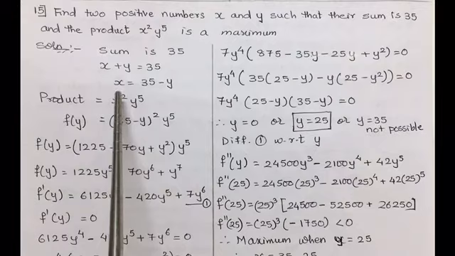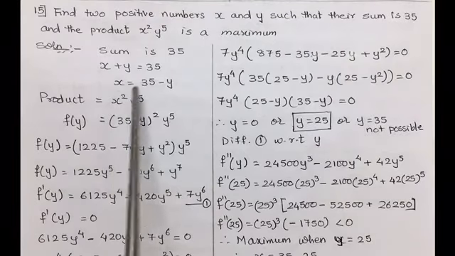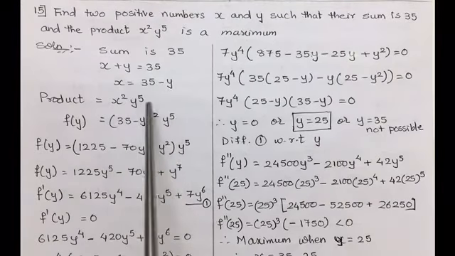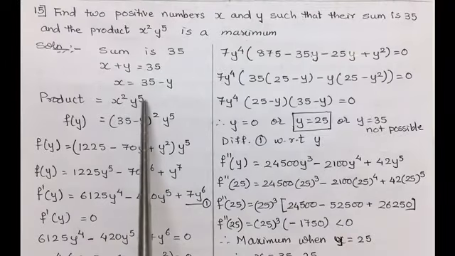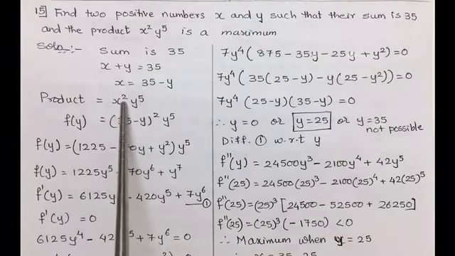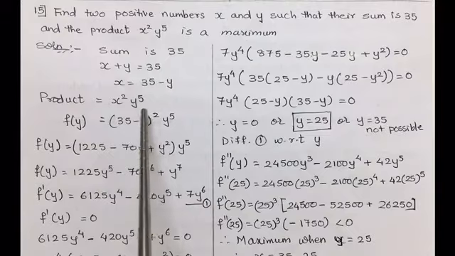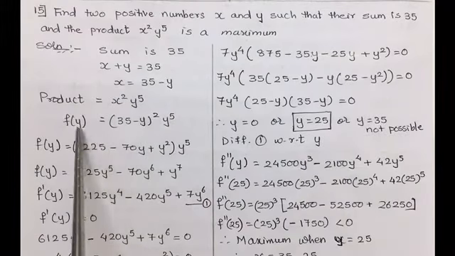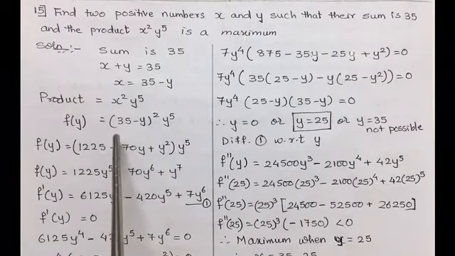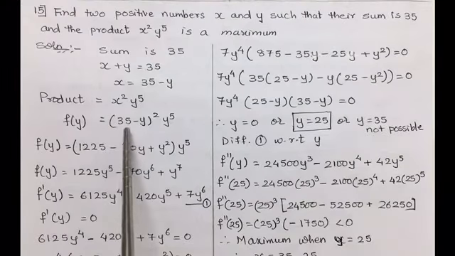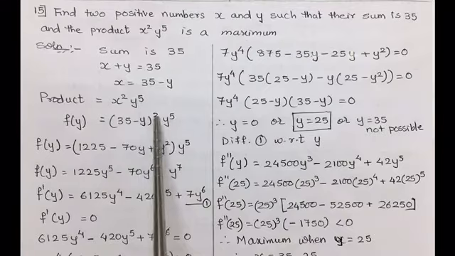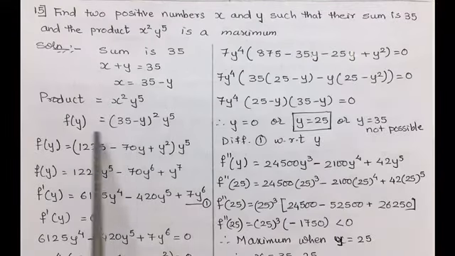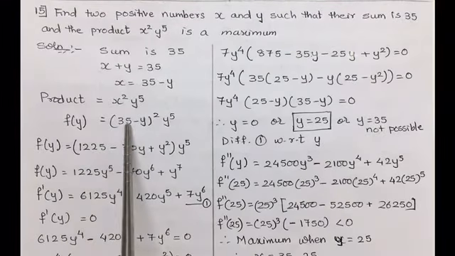Here also we have expressed x in terms of y. The reason: the power of y is greater than the power of x. So taking up x as 35 minus y and keeping it in the product form, we get 35 minus y whole square into y raised to 5. That will be our function f of y.